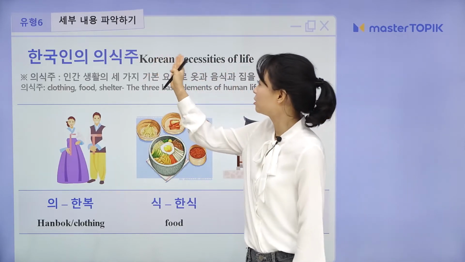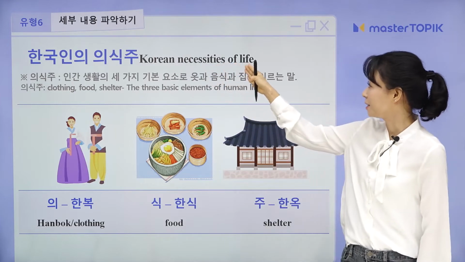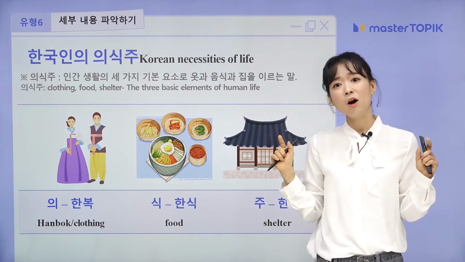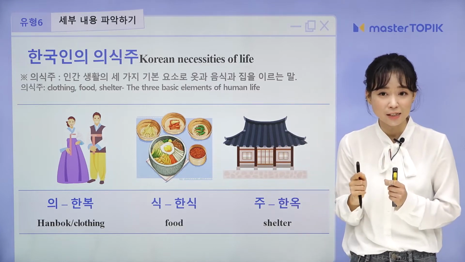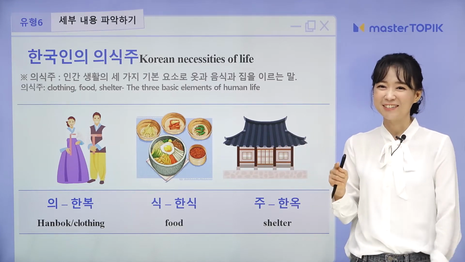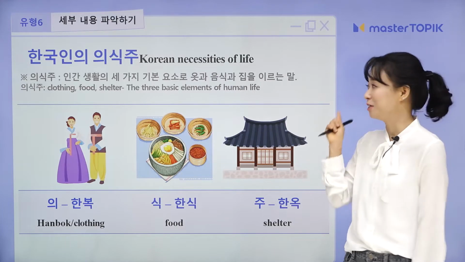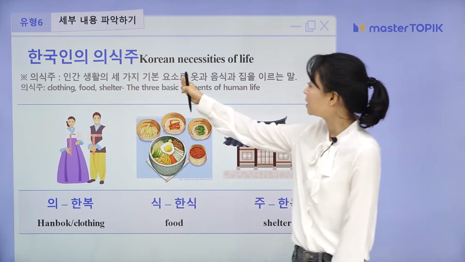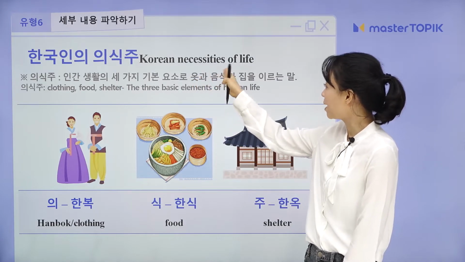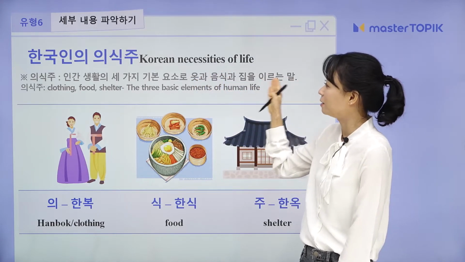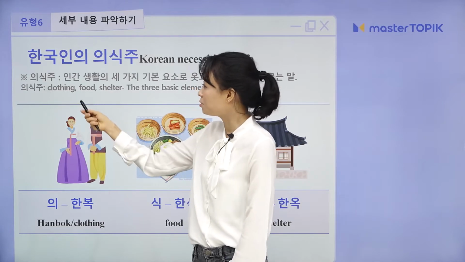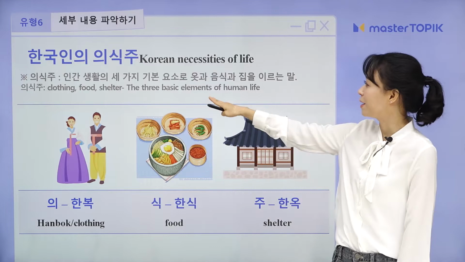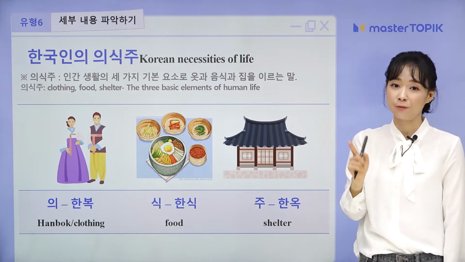한국인의 의식주, Korean necessities of life. For this type, the texts are mostly about Korean society, system, or culture. So let's learn about Korean culture first. 의식주, 인간 생활의 세 가지 기본 요소로 옷과 음식과 집을 이루는 말. 의식주, 의 means clothing, 식, food, 주, shelter. So the three basic elements of human life.